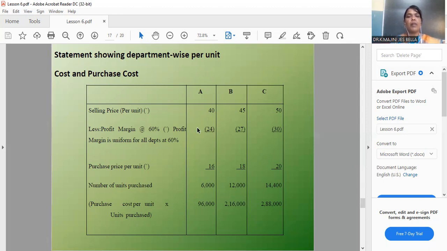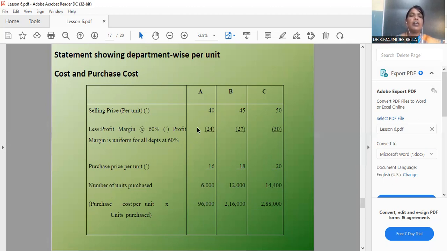Then come to the department C. Department C selling price per unit 50 rupees, right? You should calculate 60% profit margin. That is 50 into 60 by 100, 30. You subtract 50 minus 30 is equal to 20. That is purchase price per unit.